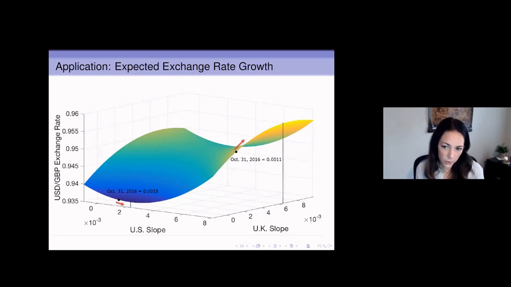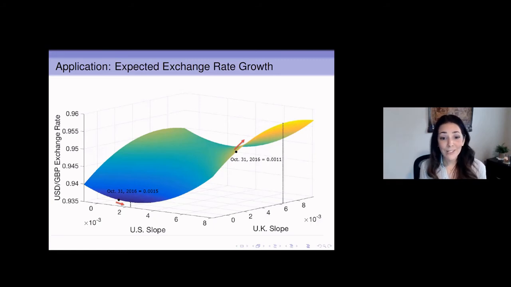So what this shows us is that it's not just, oh, if the yield curve of the US steepens, we will see downward pressure on the exchange rate. That depends on how flat or steep the yield curve was to begin with. If it was really flat, that is going to have a downward pressure on the exchange rate. But if it's really steep, it's going to have an upward pressure on the exchange rate.